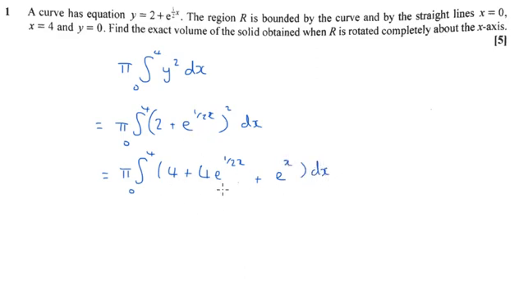We've squared it, but now we still need to integrate it. So now I'm going to integrate each of those terms. I'm going to keep that pi out the whole way through this question. I'm not going to put it in at any point. I'm just going to leave it out as a factor.